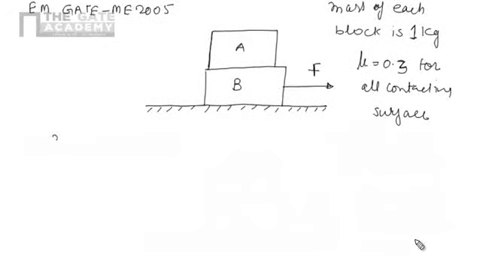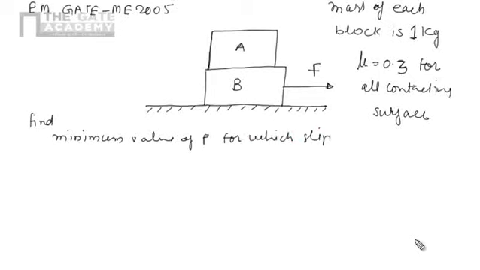Now we have to find the minimum value of F for which slip occurs between the two blocks. So again I will repeat this question which is asked in GATE 2005.